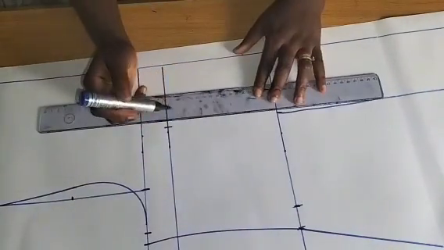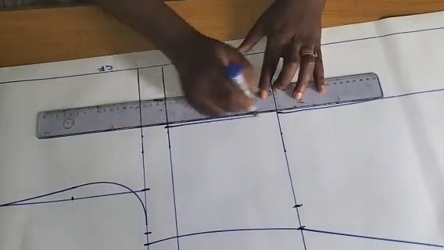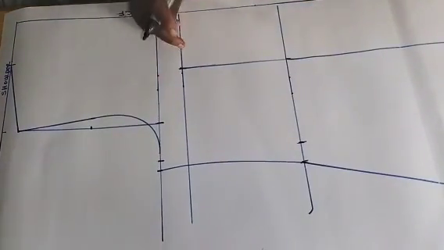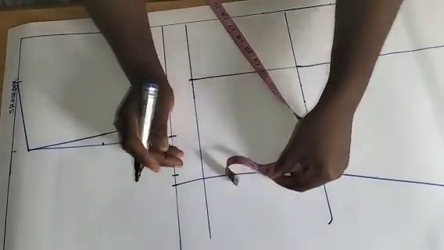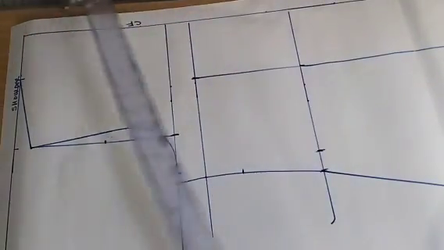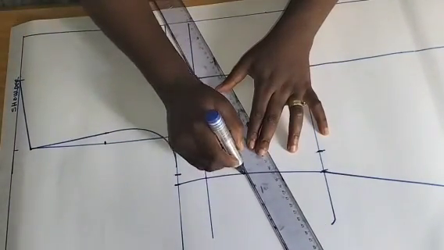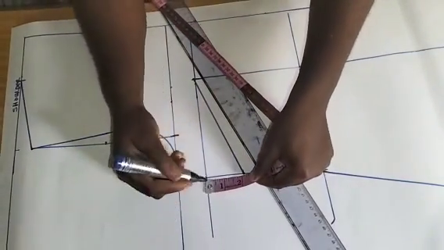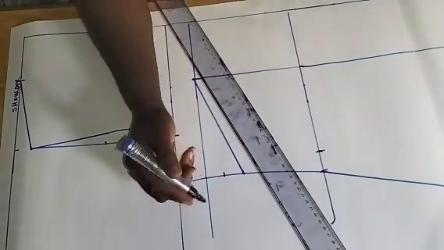Okay, I'll go ahead and connect it. So once I've connected it, the next thing I'll do on this bust point line, I'll come in with my bust dart of 2 inches. So if I come in with my bust dart of 2 inches, I'll just go ahead and connect my bust dart. Find the midpoint of my bust dart.